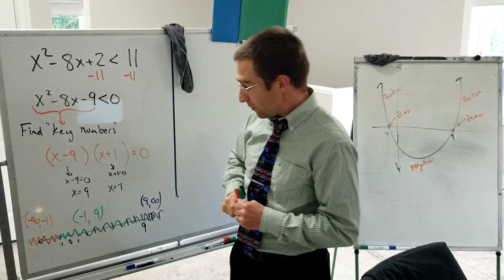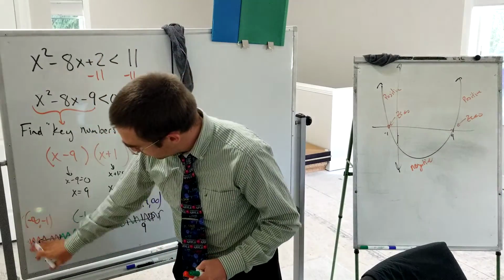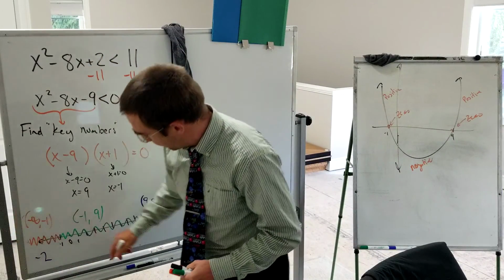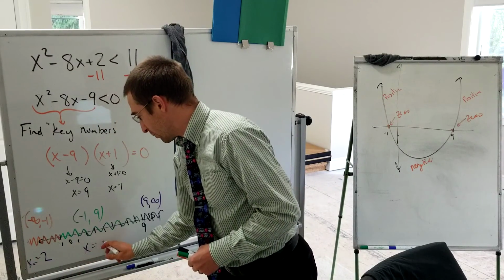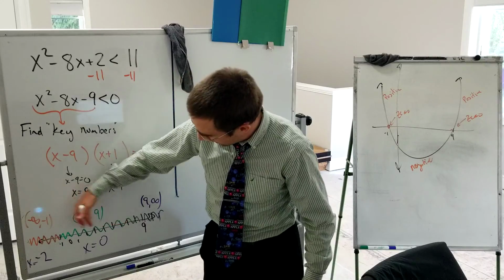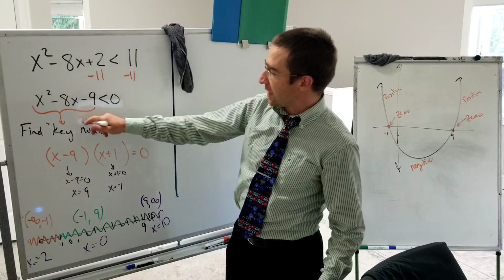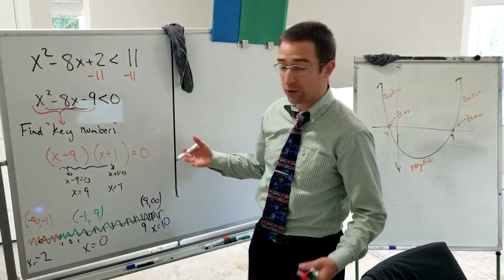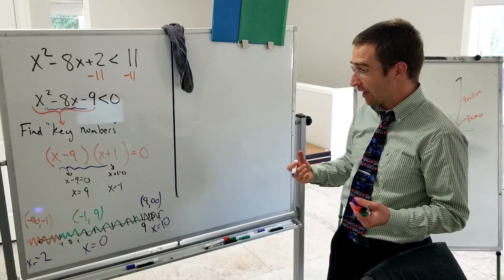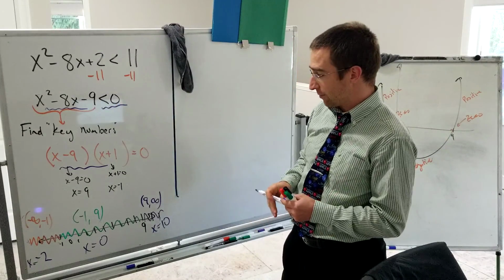So I could pick a number like -2, because -2 is in this orange area, it's less than -1. So I could say x equals -2, I could say x equals 0, that's in between -1 and 0, and I could pick x equals 10. And we can use either form, the standard form or the factored form, to check for positive or negative. Because remember, we want to know when it is less than 0, when it's negative.